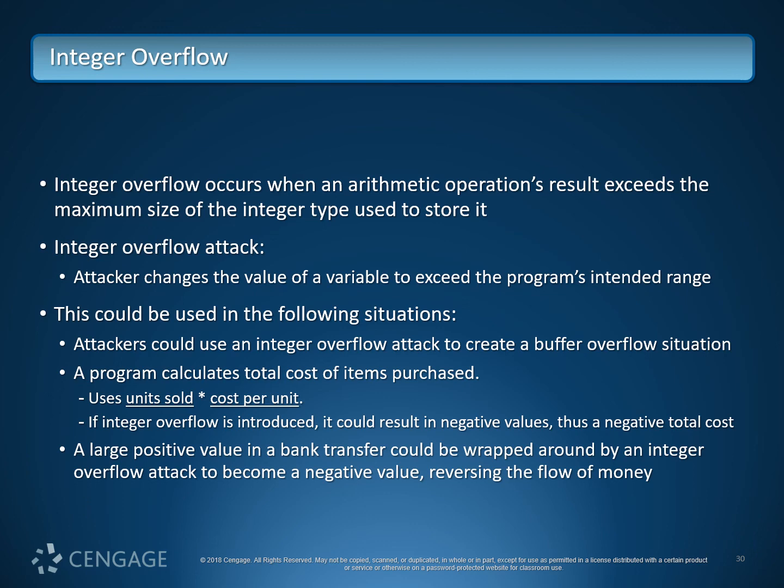positive one. So let's say, for example, we have a program that calculates the total cost of items purchased. Items, the number of units sold times the cost per unit. If we have an integer overflow introduced, it could result in negative values and thus a negative total cost. So if we had 100 units sold at $25, then normally that would calculate just fine.